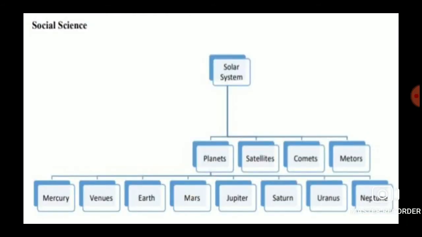We have our third example from social science, and the chapter is the solar system. Within the concept of the solar system we have planets, satellites, comets and meteorites. Under planets we have Mercury, Venus, Earth, Mars, Jupiter, Saturn, Uranus and Neptune.